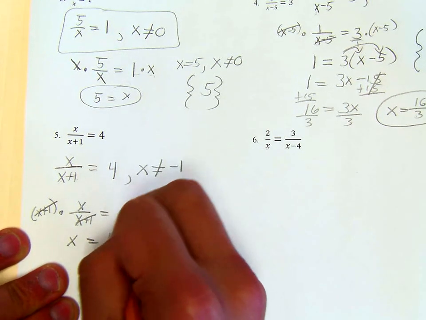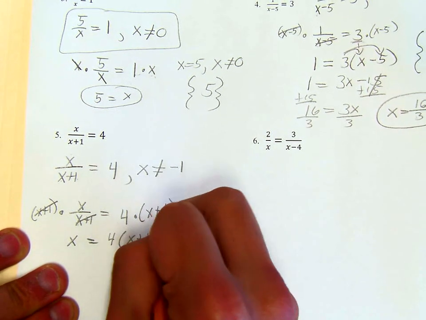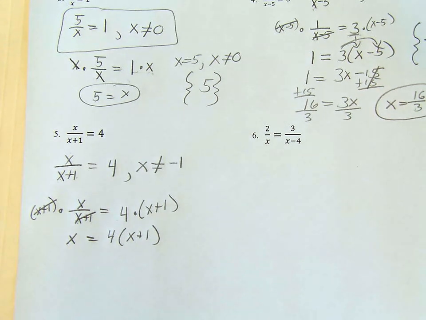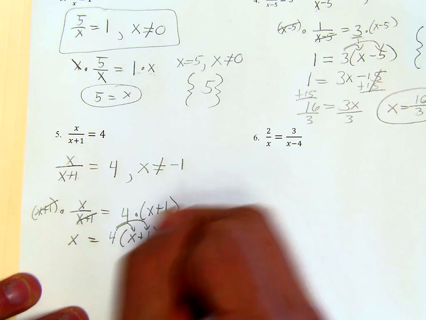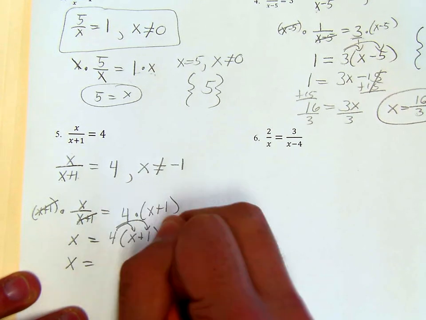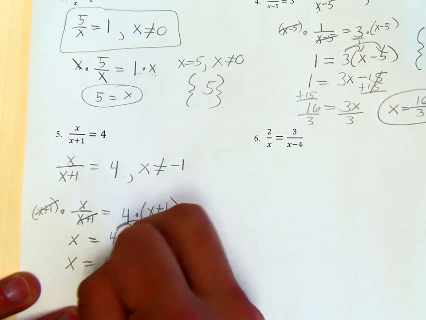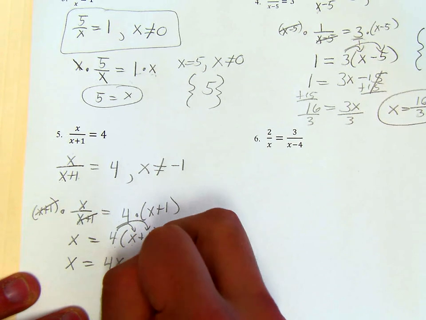And if we look at this, we're going to distribute the 4 to both terms. So we get that x is equal to 4 times x is 4x. 4 times 1 is just 4. So we'll get x is equal to 4x plus 4.